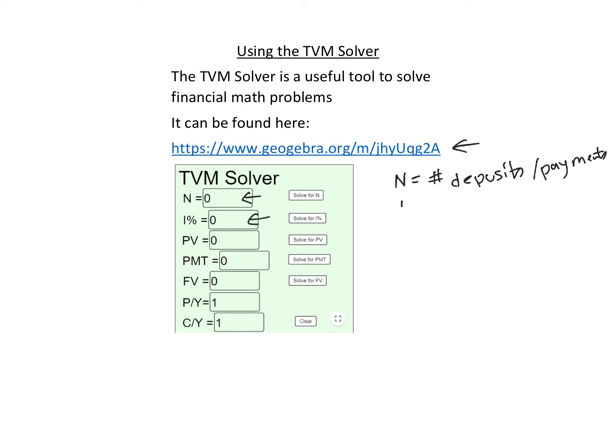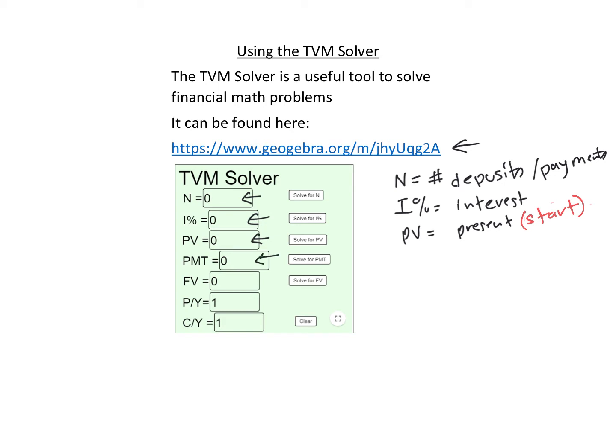I is the interest rate, and you won't have to change that to a decimal. This tool will do it for you. PV is present value. So that's what you are starting with. That's your starting amount.